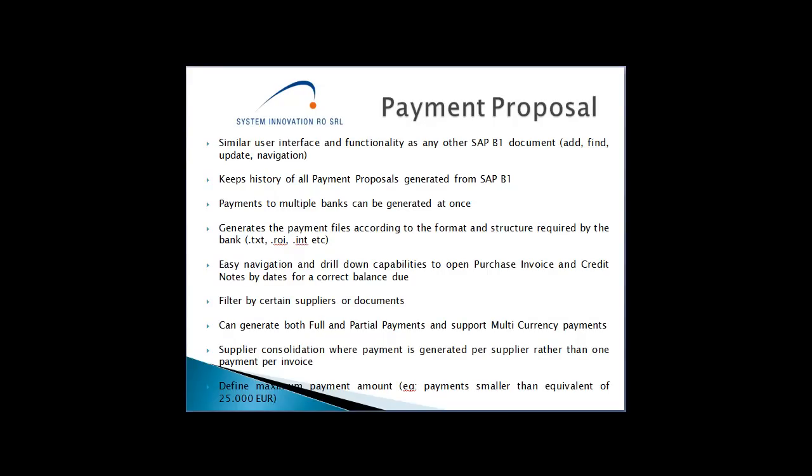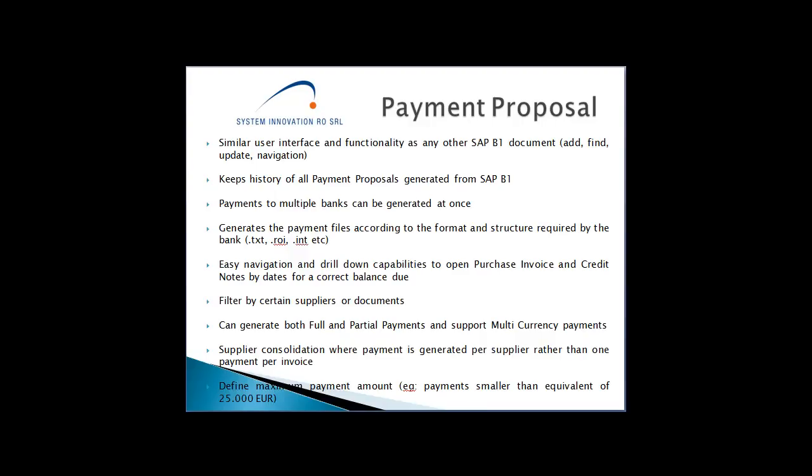The payment proposal document is similar in user interface and functionality with any other SAP Business One document. It allows us to add, find, update, and navigate through the already created documents. It keeps a history of all payment proposals generated from SAP Business One, allows payments to multiple banks to be generated at once. It generates the files according to the format and structure required by the bank, allows you to easily navigate and drill down through the open purchase invoice and credit notes by dates for a correct balance due.